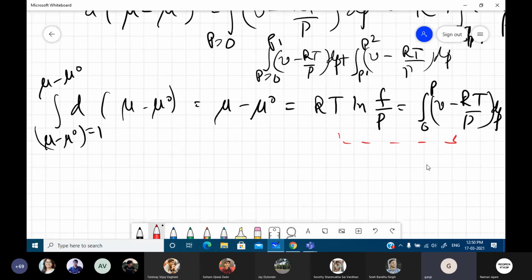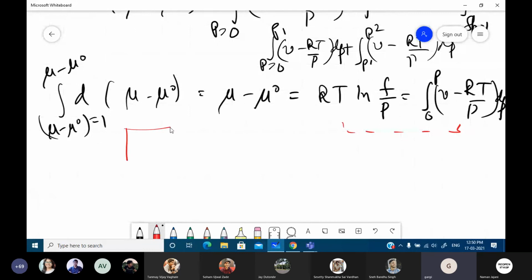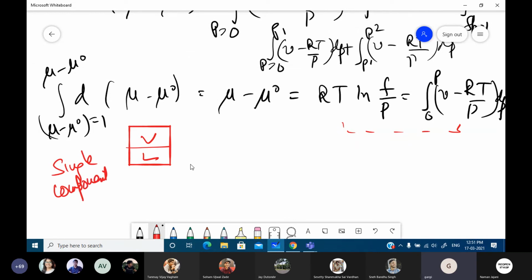Now, in order to answer the question, again, I start from a liquid and a vapor. Let me start from a single component system. Agreed? Now, for this particular single component system in two phases, what do I know? I know mu V is equal to mu L. Yes or no? Come on, I know this? Yes, ma'am. Perfect.